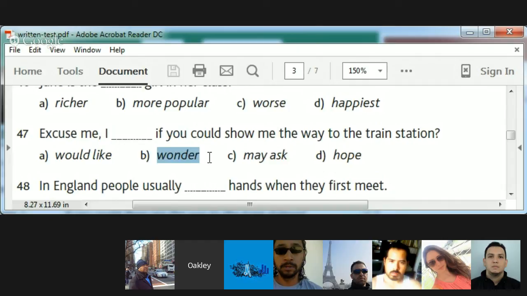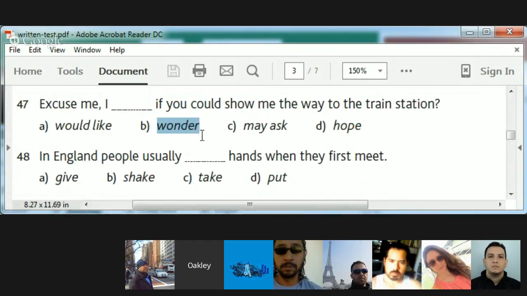You are flirting around with C, but with C you've got to change the word order. Excuse me, may I ask if you could show me the way? You need a subject. That's right. You've got to invert the modal with the subject noun there. May I ask? All right, so we can't use C. I mean, we could, but we'd have to change the sentence structure. Yeah, definitely. So the answer is wonder. Again, it is possible to say I was wondering.